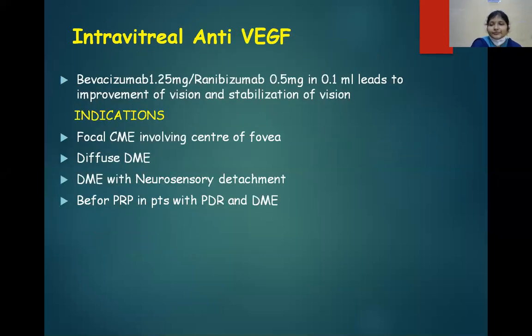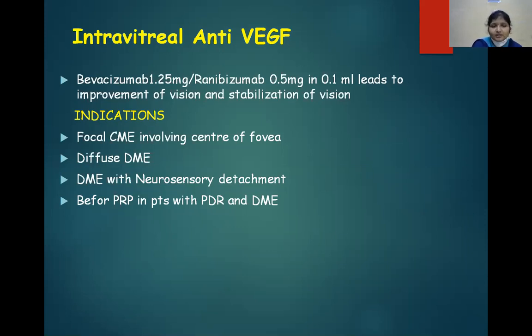So other drugs which we can give intravitreally are anti-VEGFs. Anti-VEGF means anti vascular endothelial growth factor. So the main anti-VEGFs used are bevacizumab and ranibizumab. So bevacizumab dosage is 1.25 mg in 0.1 ml, and ranibizumab is 0.5 mg in 0.1 ml. So the name itself suggests anti-VEGF. So it acts by decreasing the VEGF factors and helps in stabilization of the vision and decreasing the edema.